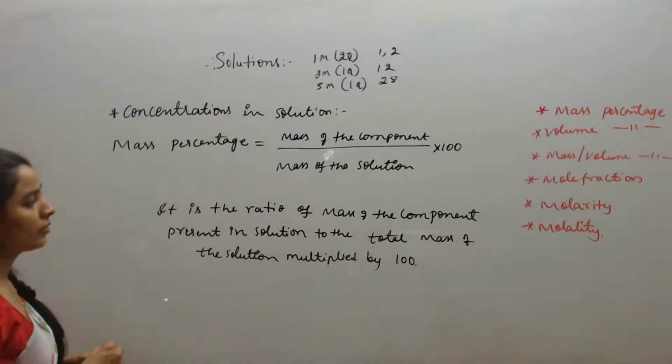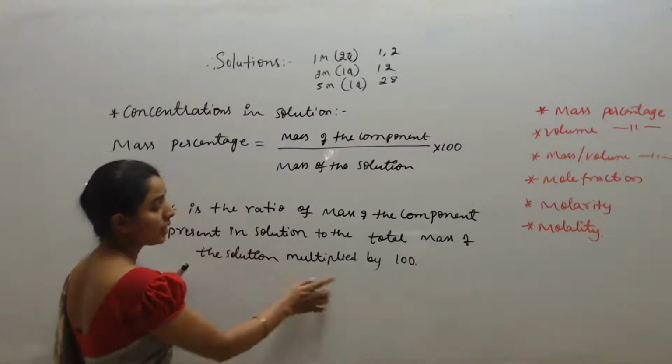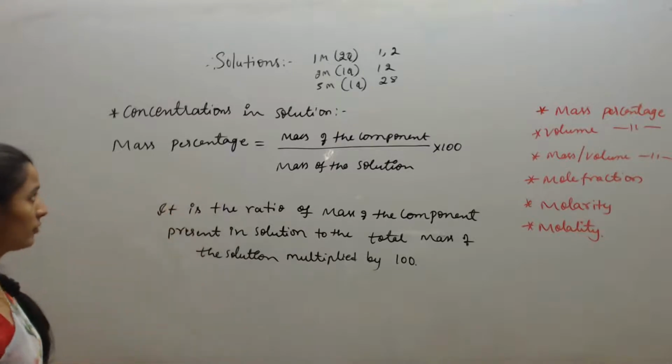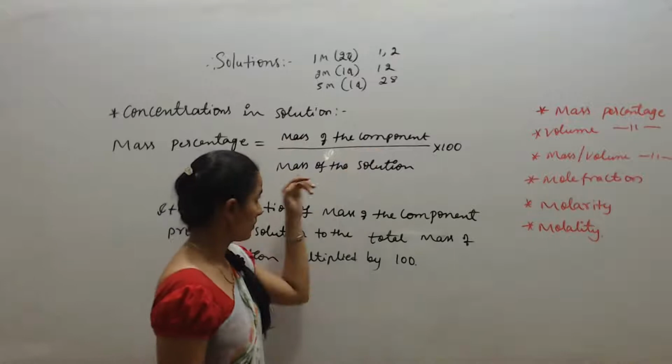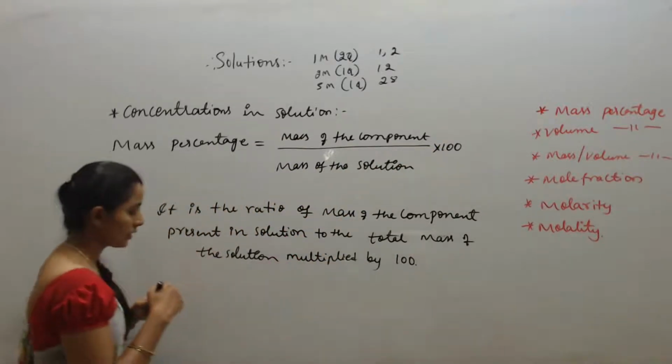So it is the ratio of mass of the component present in the solution to the total mass of the solution multiplied by 100. So this is the formula. Mass percentage is equal to mass of the component in the solution by mass of the solution into 100%. So what is the example for students?